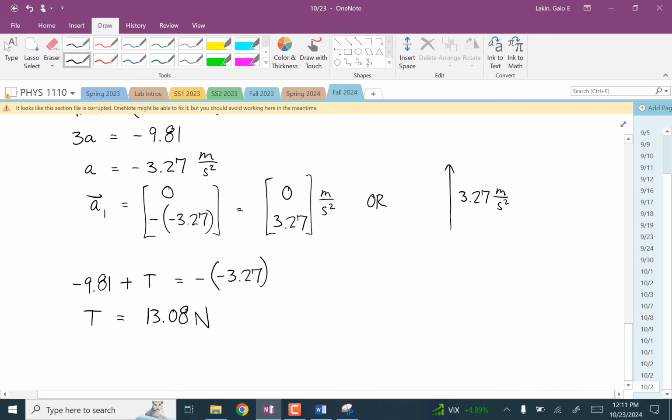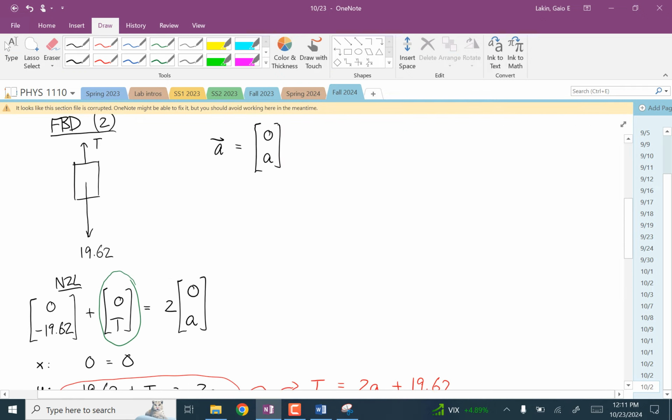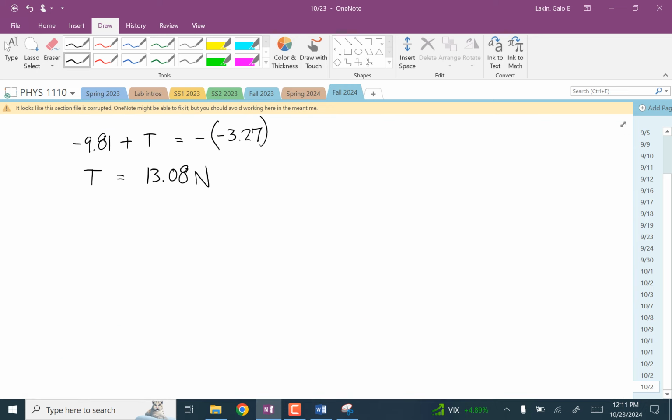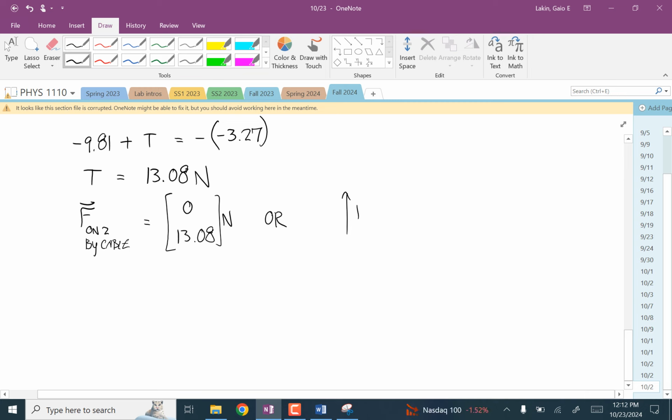Okay. And so now that we have T, we can plug that into this force vector that I circled in green. This is the force onto by the cable. And so the force onto by the cable is 13.08. Or in other words, 13.08 newtons up. Any questions about that?